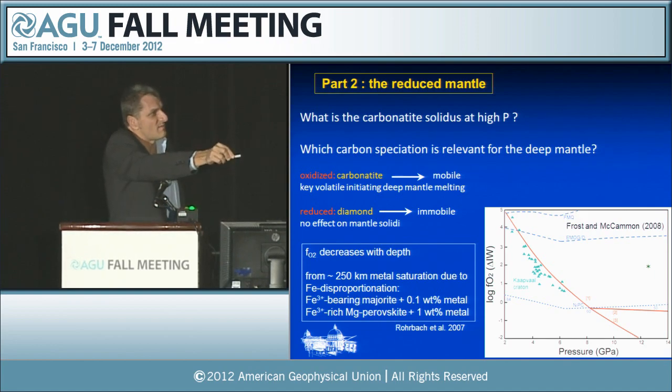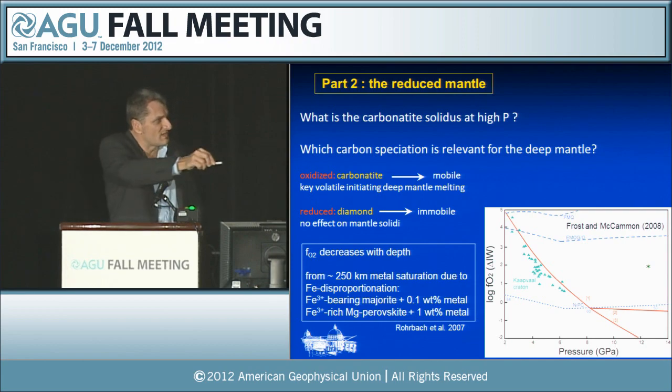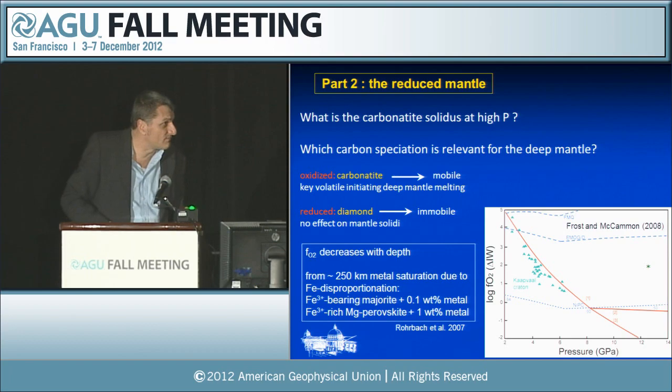This is from Frost and McCammon. This is typically what you have beneath cratons. So the oxygen fugacity goes down, and the work from Rohrbach et al. shows that around 250 kilometer depth, you get metal saturation in the mantle. You get the metal saturation because of iron disproportionation. You put some iron 3+ into majorite or iron 3+ in the lower mantle in perovskite. That's work from Dan Frost about 2000 or 2001, I can't remember. So they have clearly shown that at higher pressures, because you have iron 3+ stable in the silicate phases, you get a metal melt because you have a constant oxygen content.